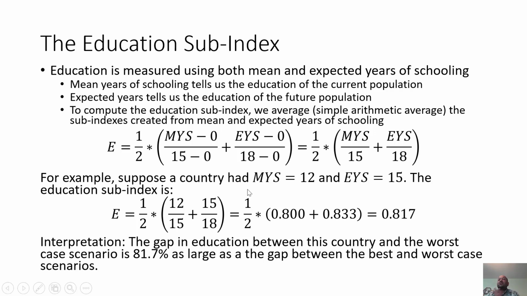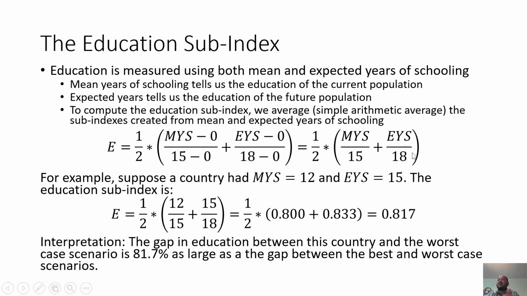So we want to use both of these things. And what we're going to do is basically just take a simple arithmetic average between the difference ratios for mean and expected years of schooling. So remember, the goalposts for mean years of schooling, the worst case was 0, the best case was 15. And so here we're going to take mean years of schooling minus 0, divide that by the difference between the best and the worst case, which is just going to be 15 minus 0. For expected years of schooling, again, the worst case was 0. The best case was 18. And so we take the difference between expected years of schooling and 0 over the best case, 18, and 0.